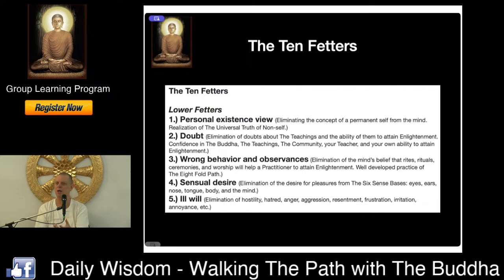So if this body or this mind is you and the mind's clinging to it and this is who you are, then it would stay the same, right? There would be a permanent self, but there is no permanent self.